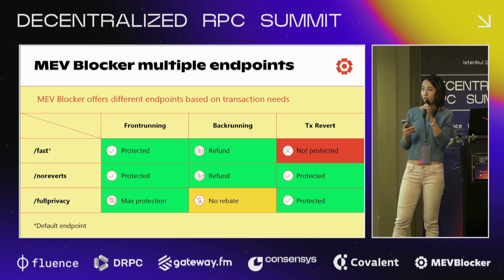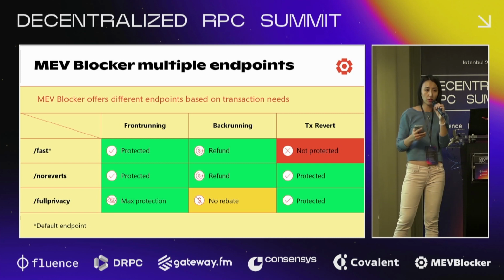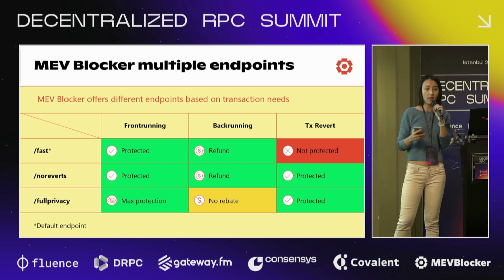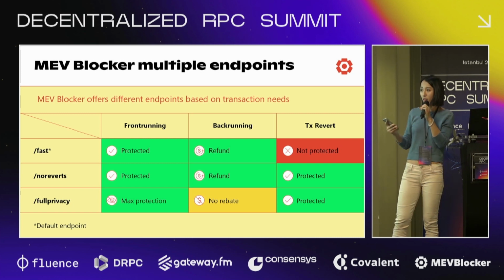Depending on your needs, fast will allow transactions to get on chain as fast as possible, while also generating back-running rebates. The no-revert endpoint focuses on making sure that no revert is possible. In case your transaction is no longer valid, it will stop being broadcast to builders at no cost to the user. If you are super mindful of your privacy and want no one, no searchers, to look at your transactions, you can take the full privacy endpoint, which focuses on getting transactions on-chain directly via a builder. This method does not offer a rebate, but this is your full privacy endpoint.